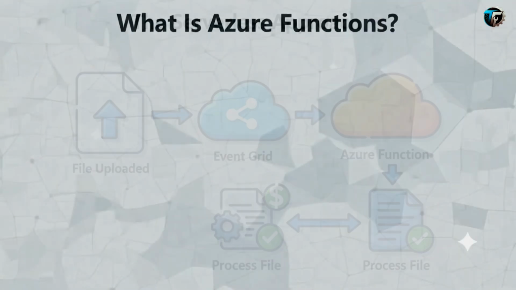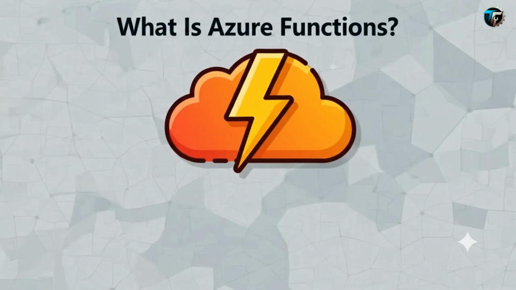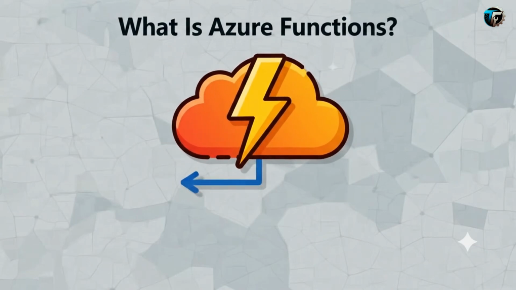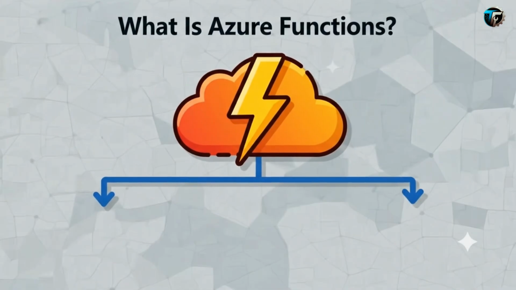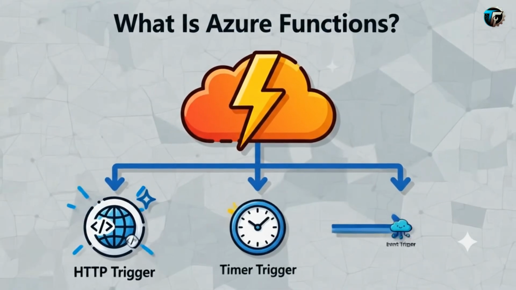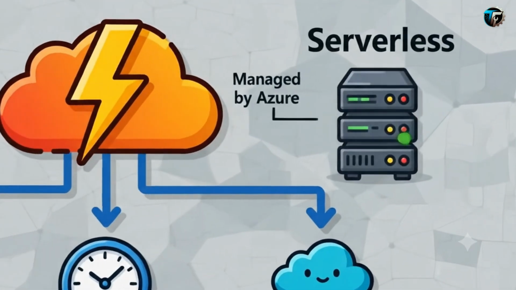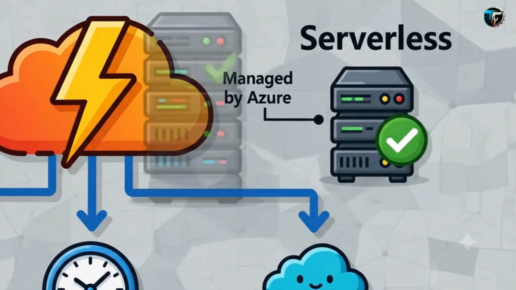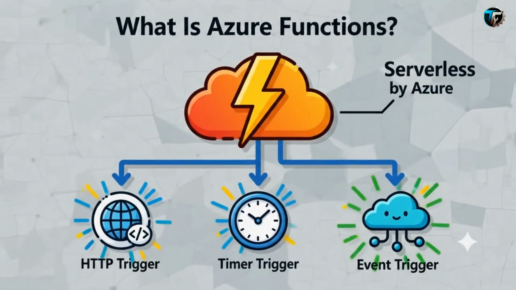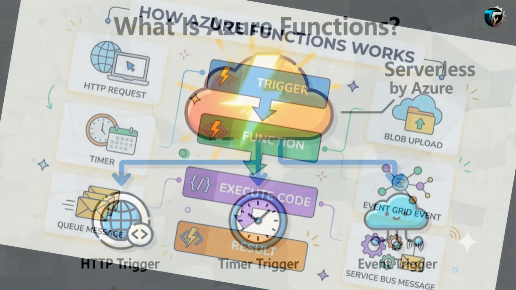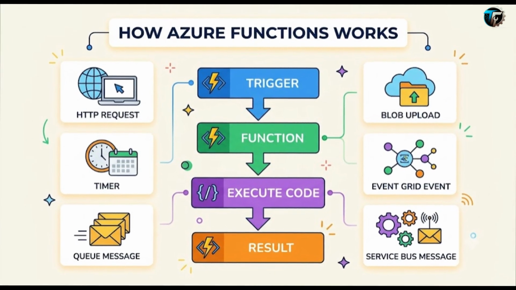Azure Functions is a serverless compute service that allows us to run code in response to events or triggers without managing the underlying servers ourselves. Serverless doesn't mean there are no servers. Servers absolutely exist. It means Azure manages the infrastructure for us. Every Azure function starts because something triggers it. That trigger could be an HTTP request, a timer, a message, a blob upload, or an Event Grid event.